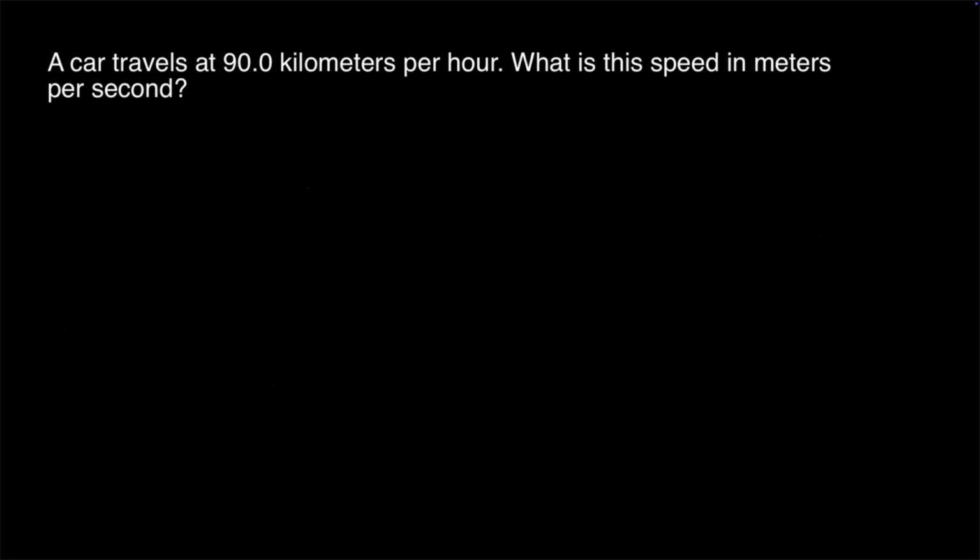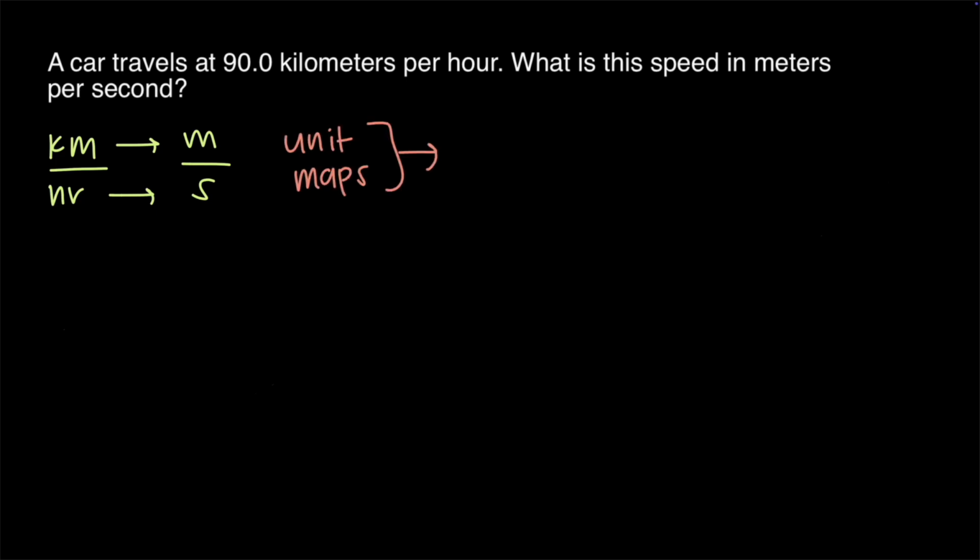For this question, we have a car that travels at 90 kilometers per hour. What is the speed in meters per second? We are starting with kilometers per hour and converting to meters per second. For our conversions, we are now working with two separate unit maps to convert from kilometers to meters and hours to seconds. The problem solving will be the same.